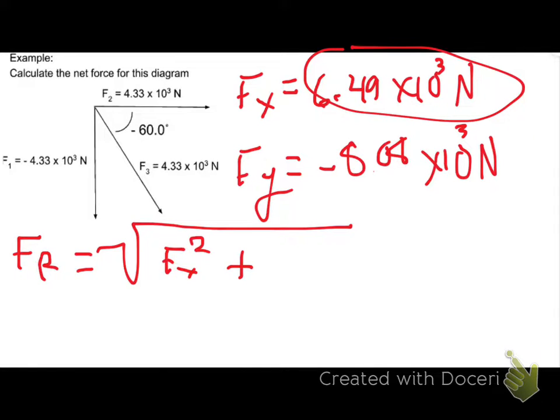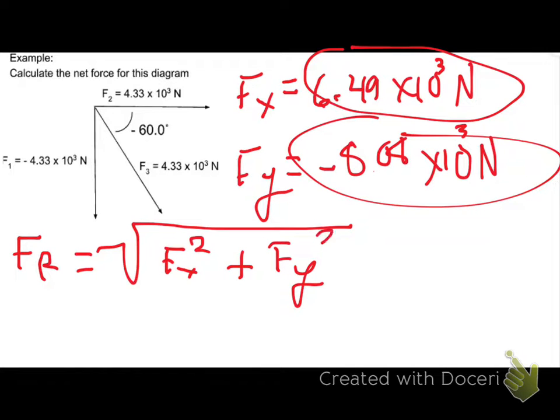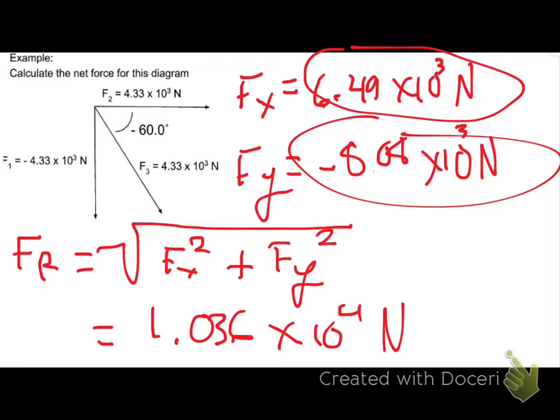We're trying to find the resultant. We had to add the x values and the y values together to get our total x and total y, which we did. And then now we take our total x and total y and use them to find the resultant using the Pythagorean theorem. So then Fy, which is this number here, squared. And you should come up with a resultant of 1.036 times 10 to the fourth newtons.